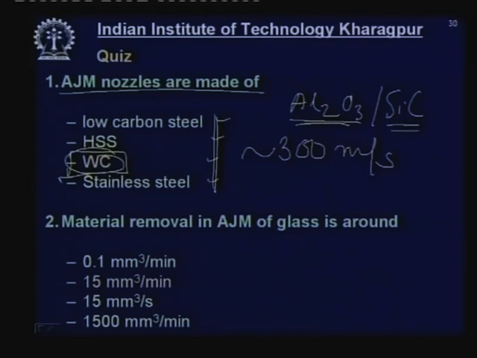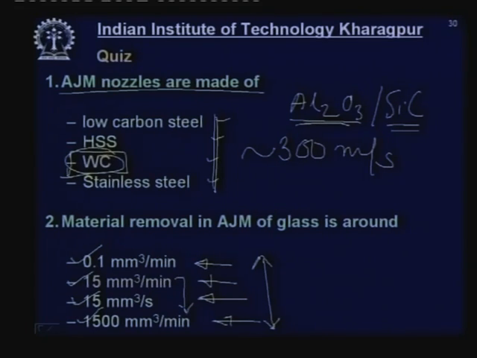Material removal rate in abrasive jet machining of glass is around 0.1 millimeter cube per minute, 15 millimeter cube per minute, 15 millimeter cube per second, or 15,000 millimeter cube per minute. Basically, here there is a change of order of at least 6 times. This option and this option there is a change of order of 2, because this is almost 100 times less. Here also it is multiplied by 60. Here also there is a change of order of 100 from this place. So, which one is correct?